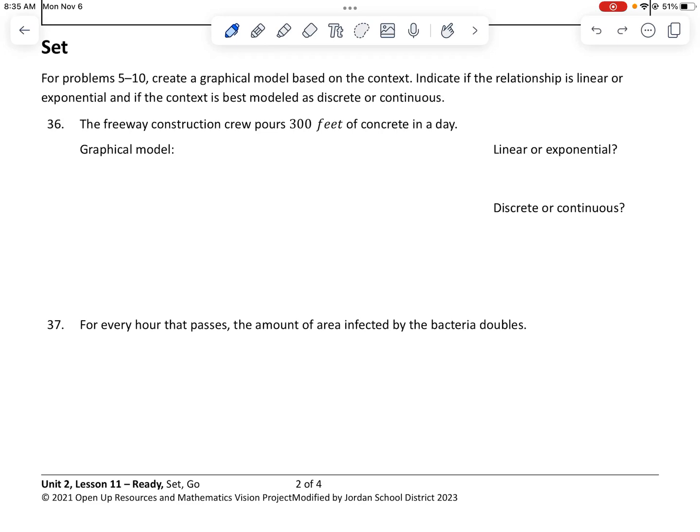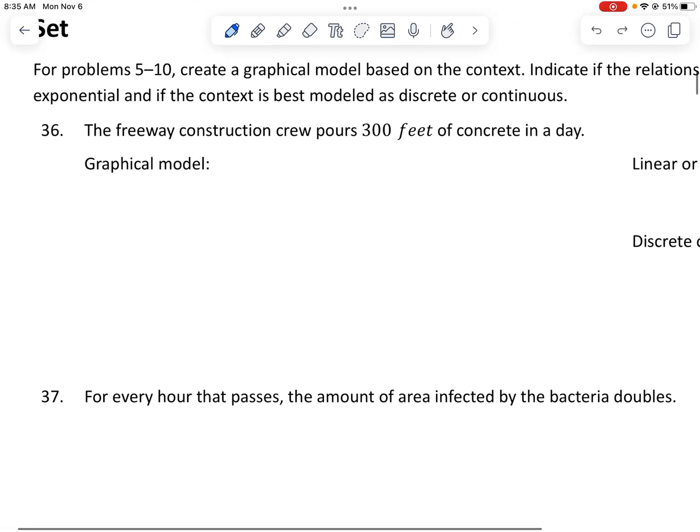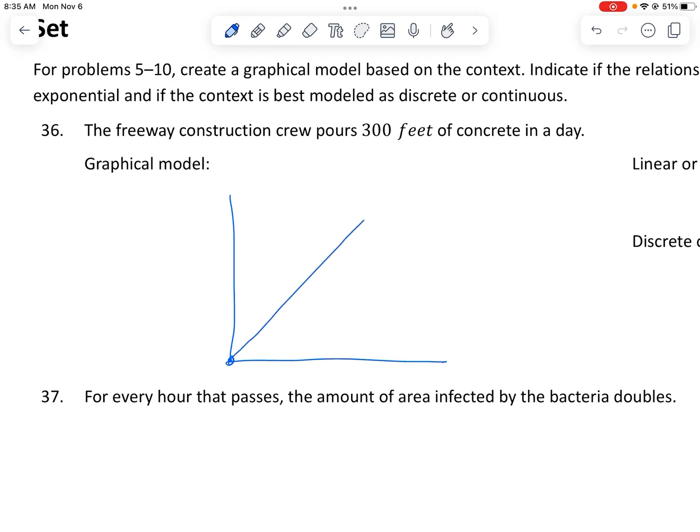So we've been doing this a lot. For instance, here, highway construction crew pours 300 feet of concrete in a day. That's going to be linear, right? 300 feet every day. So here's my graphical model. At day 0, they've done 0, and it just goes up like that. These are going to be your days. This is going to be concrete poured.